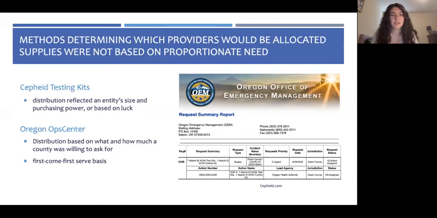And this is because this system in Oregon is request-based. And so in both cases, in the distribution of Cepheid testing kits and the distribution of public supplies through the Oregon Ops Center, distribution was not based on proportionate need and was therefore unethical.